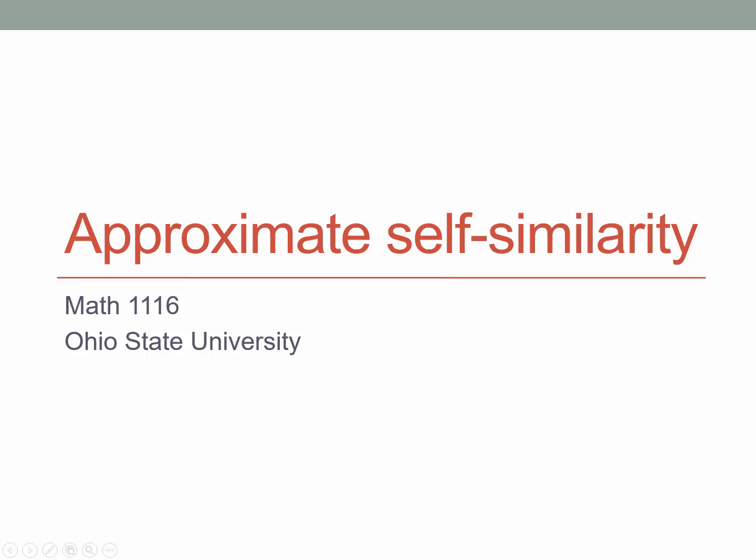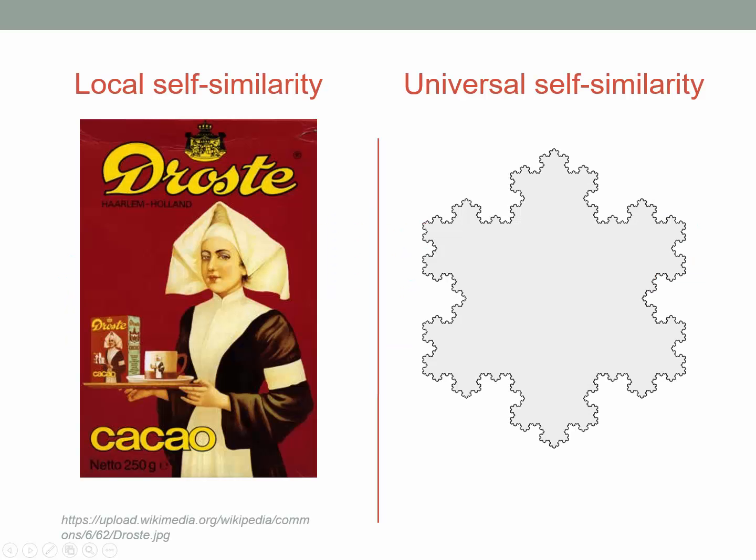Let's continue with this idea of self-similarity. In fact, let's take it another step. In this lecture, we're going to look at what we call approximate self-similarity. This is one of several dichotomies that you'll read about in the textbook regarding self-similarity. The first of these two is the contrast between local self-similarity and universal self-similarity.